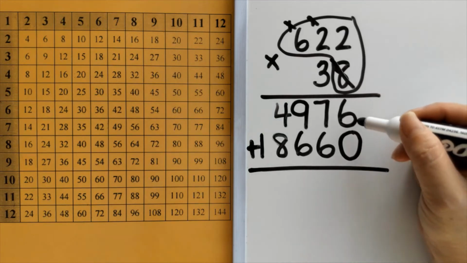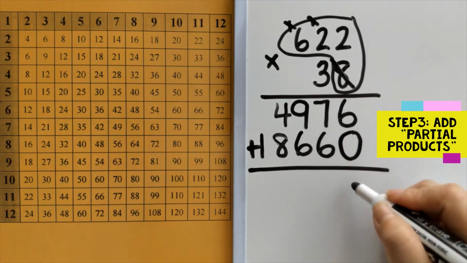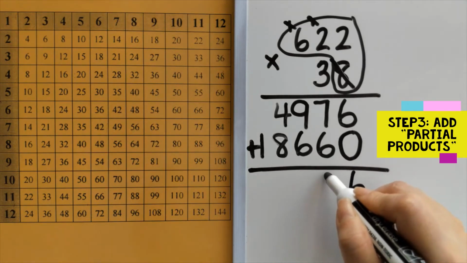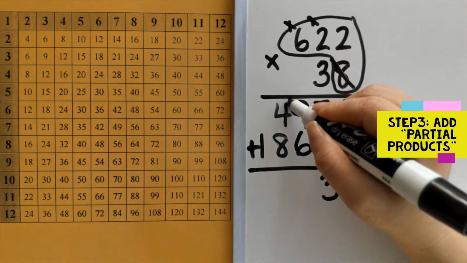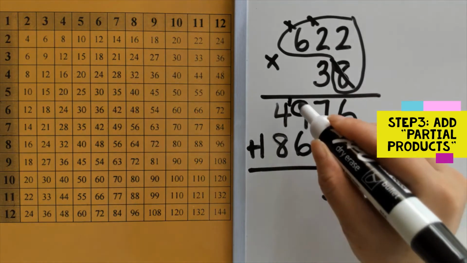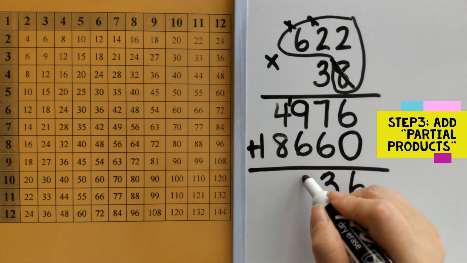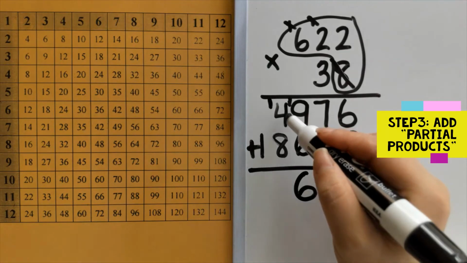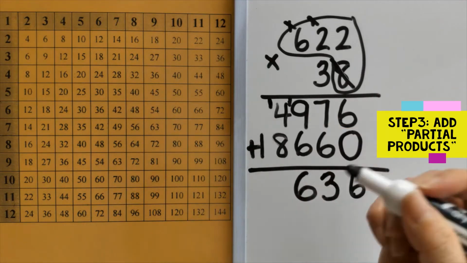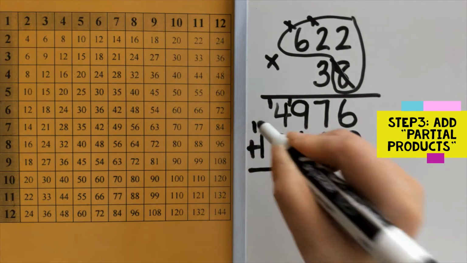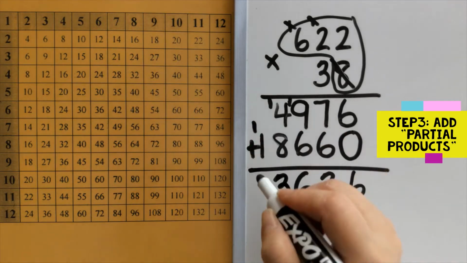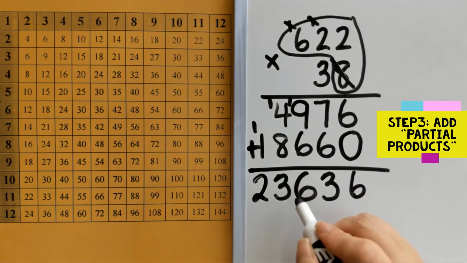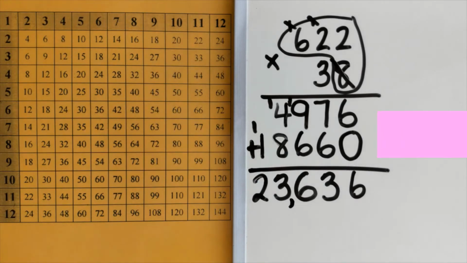So now we can add these partial products. 6 plus 0 is 6. 7 plus 6 is 13. Again, I have to break my number apart and I just write the 3 and bring the 1 over. 9 plus 1 is 10, plus 6 is 16. Again, I have to break it up and only record down 6 and bring the 1 over. 4 plus 1 is 5, plus 8 is 13. So I put the 3 down and carry the 1 over. Now I have 1 plus 1 is 2, and that is my answer, 23,636.